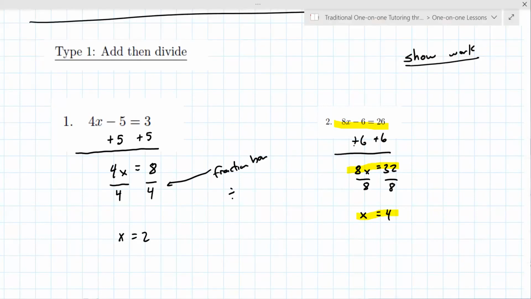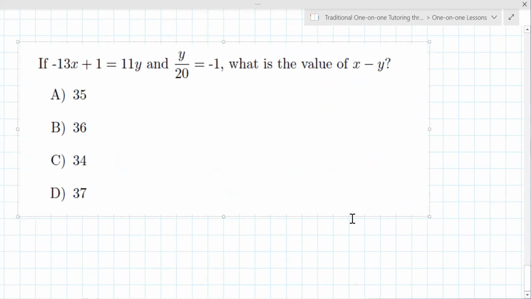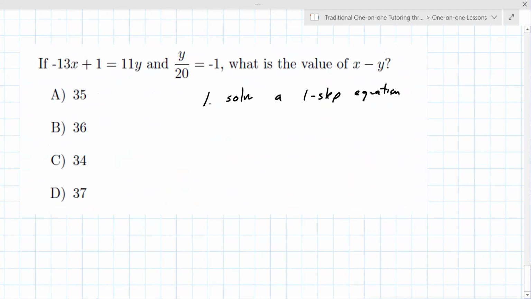So we started out with, we did some problems where you had to actually solve some equations. So let's go back to those. Okay. So this question that I'm about to present, it's actually 3 questions in one. The first thing is you have to solve a one-step equation. So this is the one-step equation that you have to solve. Can you give me the value of y?